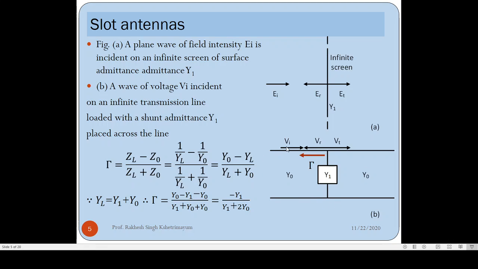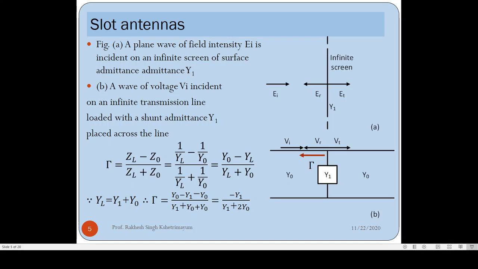So here what is happening? You have an incident wave of voltage BI, and this is the transmission line. This transmission line has a characteristic admittance of Y0. Assume that some wave is incident on this transmission line. BI is the incident wave. So we have a shunt admittance here of Y1. When this incident wave reaches this shunt admittance, some of the signal will be reflected back and some of the signal will be transmitted. The voltage which has been reflected will be denoted by BR. Voltage which has been transmitted will be denoted by BT.